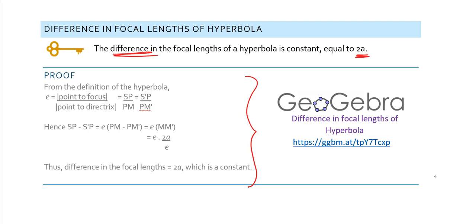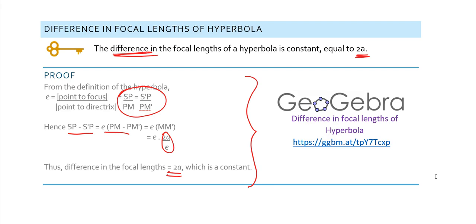So we start by using the definition of eccentricity, and we set up the ratios for both pairs of focal chords and directrices, and then, because we're interested in the difference in the focal lengths, we just work on these algebraically to get that. So these are the two focal lengths. We plug in the fact that MM dashed is 2a on e, and we get that the difference in the focal lengths is 2a.